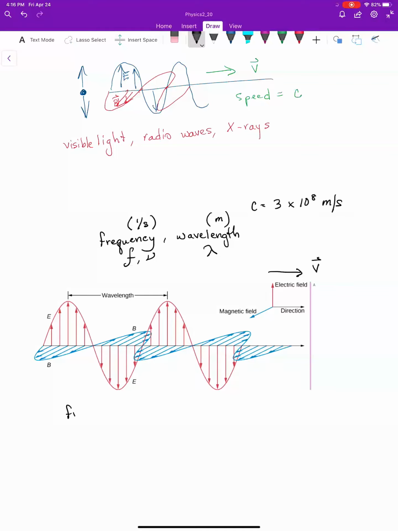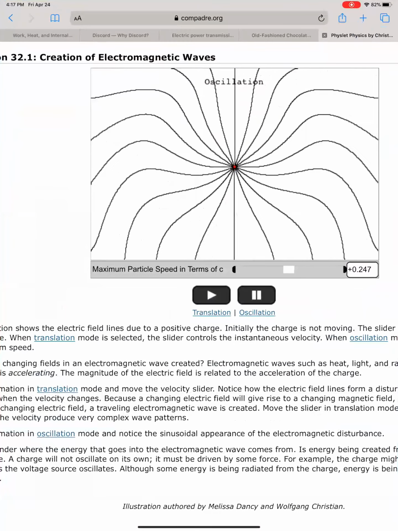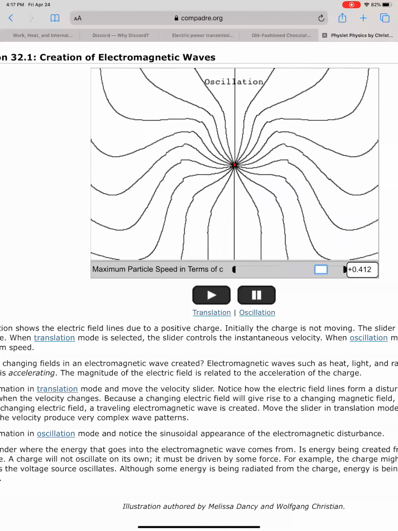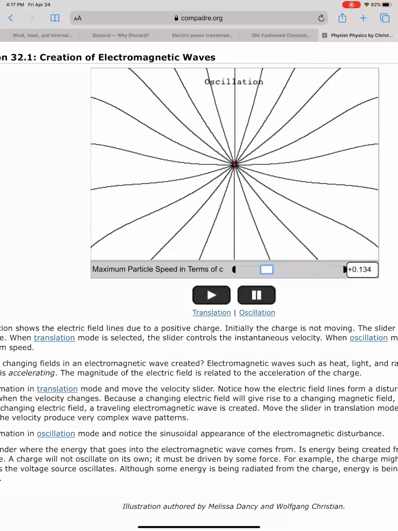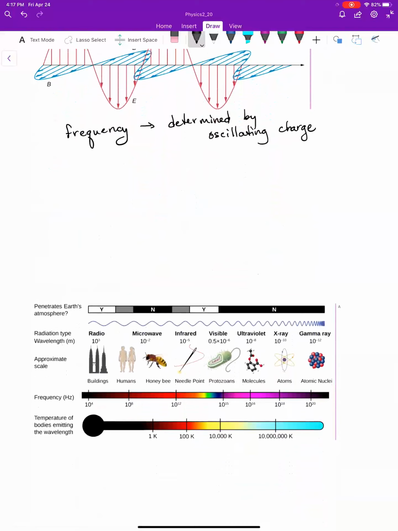So the frequency of our light is determined by the oscillating charge. So if we think back to this simulation, the frequency of the oscillation depends on how fast this is moving up and down. This is higher frequency, and this is lower frequency as we go along. Depending on the frequency determines what kind of light we're looking at.